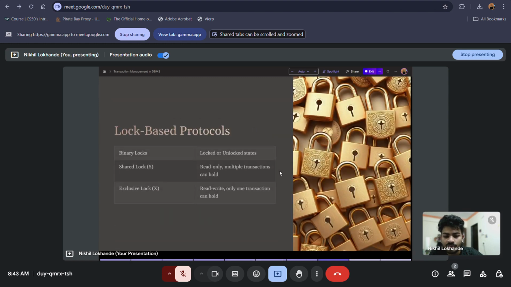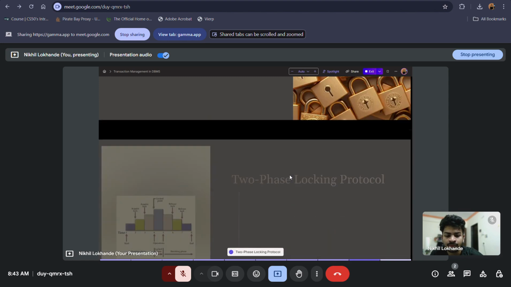Let us understand some lock-based protocols. Binary locks: lock or unlock state. These have only two states, locked or unlocked. Shared lock: it is read only, and multiple transactions can hold it. Exclusive lock: read and write, and only one transaction can hold it. It is exclusive to only one transaction.